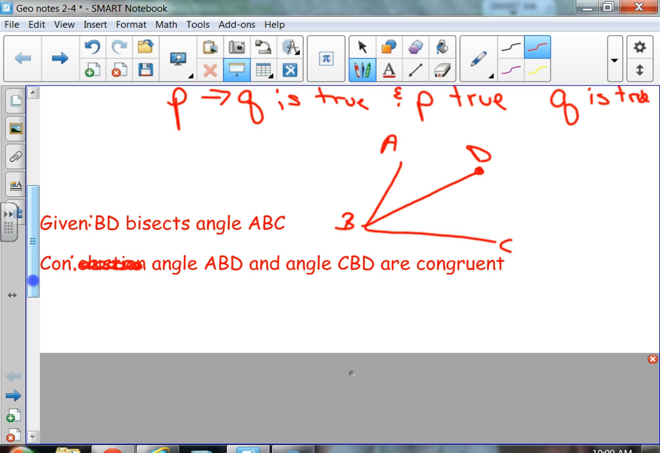So if we know that this is an angle, and we know that DB is a bisector, do we know that ABD, this angle right here, is congruent to CBD? Is that a true statement? Is it valid? Yes, it is. If BD is a bisector and it bisects this angle, then this has to be true. So it is valid.